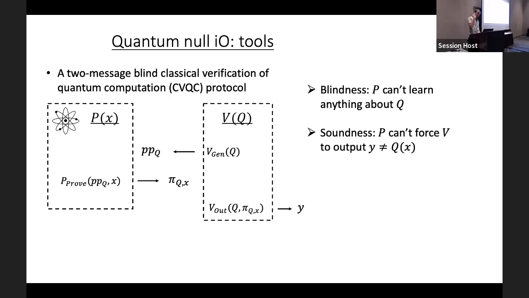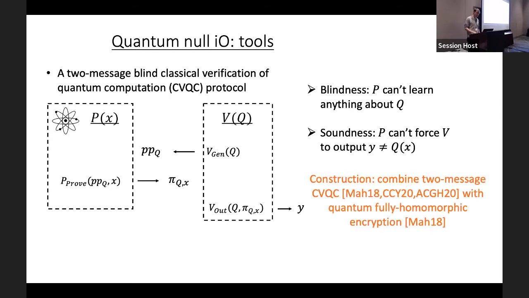Okay. And so to construct such a 2-message protocol, we basically combine some recent work in this area. The work of Mahadev in 2018 was the first work to study and give a construction of CVQC, classical verification of quantum computation. And then there are some follow-up works that showed how to compress the interaction of this protocol all the way down to 2 messages, at least in the random oracle model. And so we take this protocol and then we run the entire thing under a quantum fully homomorphic encryption scheme in order to make it blind. Okay. So this is how we can get this 2-message blind CVQC protocol.